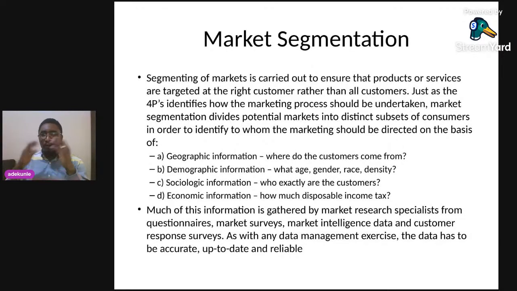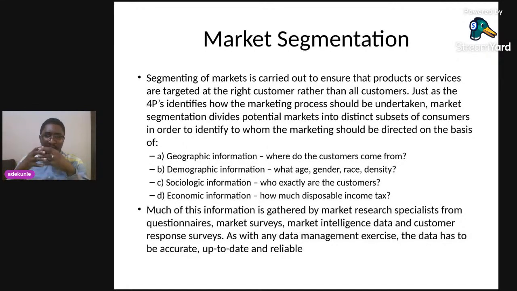All right. So of course, you look at the basis of geographical information. Where do customers come from? That's the segmentation of the market. Demographic information: what are the age, gender, race, and density of our customers? Sociological information will be who exactly our customers are. Economic information is how much disposable income, after tax, our customers are willing to spend on our product.